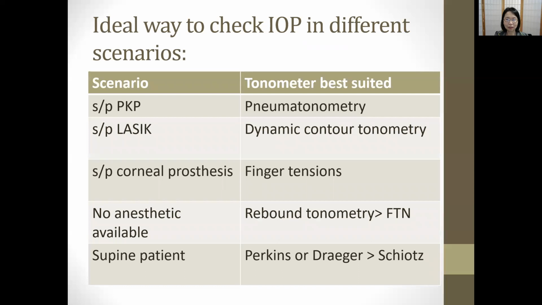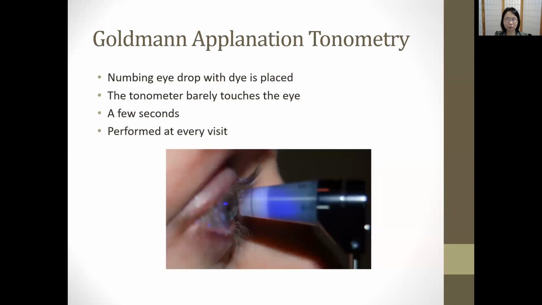If there's no anesthetic available, rebound tonometry with iCare is often performed. And for a patient who's supine, such as in the case of examination under general anesthesia, the Perkins can be used, and sometimes the Shields can be used as well.